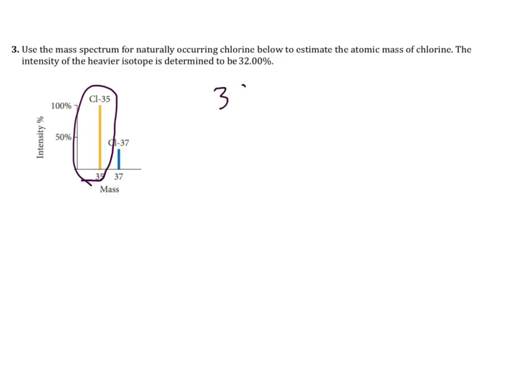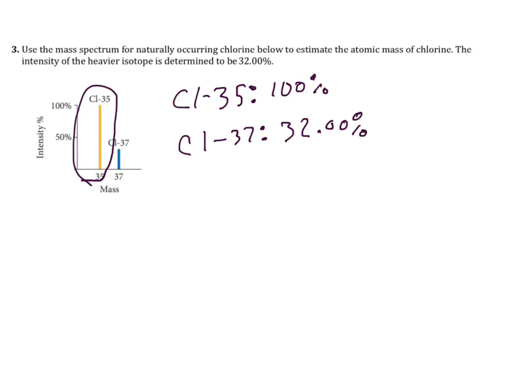So we know that chlorine 35, let's go ahead and write this. The mass spectrometer is saying that it's the greatest abundance, all right? It's not saying that the percent abundance is 100%, it's saying that it's the greatest abundance. And then it gives us the percentage of chlorine 37 relative to chlorine 35, and it actually gives it to us right here. So it tells us what that percentage is.